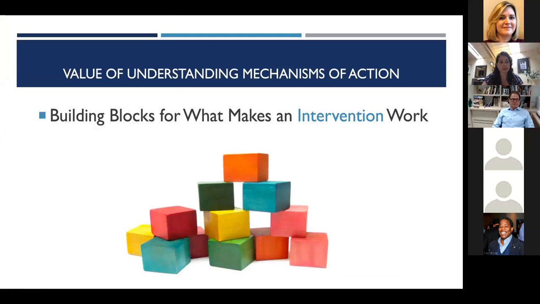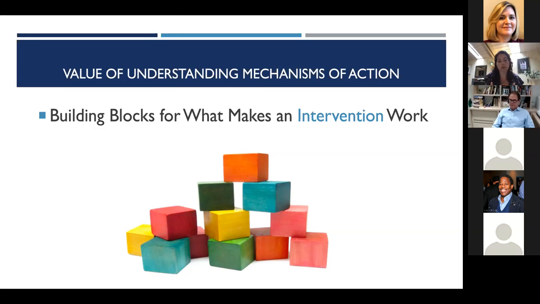Those underlying mechanisms are the building blocks for what makes that intervention work. I know a lot of times we talk about adaptation with the intervention. As long as we are holding true to those core components and delivering the secret sauce of that intervention, the thing that makes that intervention what it is, then when we make adjustments, we aren't modifying what it takes in terms of fidelity for that particular intervention.